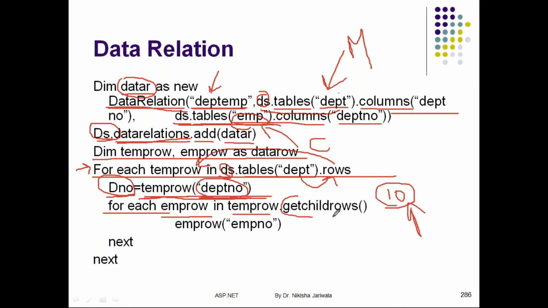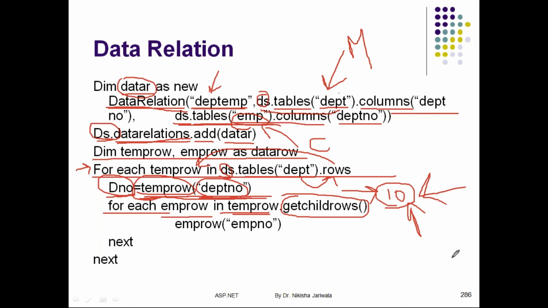Over here, this GetChildRows is the method with the help of which we will be able to retrieve the records of the child table, that is the EMP table, which are related to the department number that is present in this tempRow. So as we have considered department number 10, we will get the records of the employee table which are of department number 10. Again, I repeat, the significance of this GetChildRows method is that it will allow us to retrieve the employee records that are related to the tempRow, that is, within our example we have taken department number 10, right?